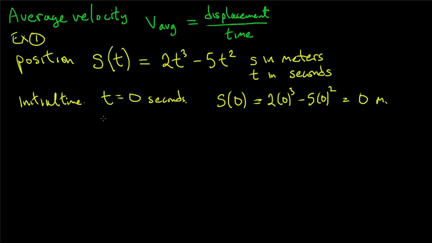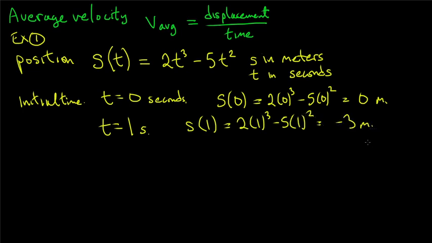We can calculate where we are after 1 second. Just plug in 1. This is going to be 2 times 1 cubed minus 5 times 1 squared, so that's going to be -3 meters. Now, what does that mean? It means we've gone 3 meters backwards, whichever way backwards is considered. So we're starting at 0, and in 1 second we've traveled backwards 1, 2, 3 meters.